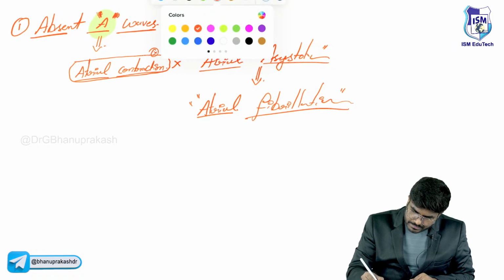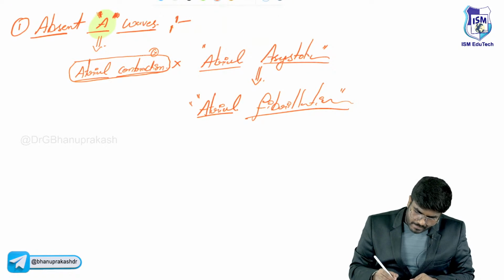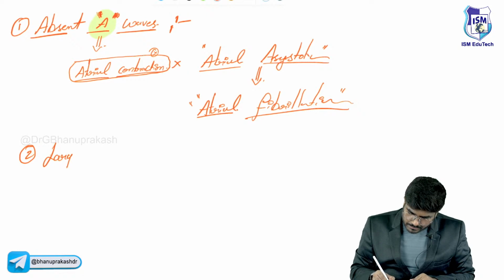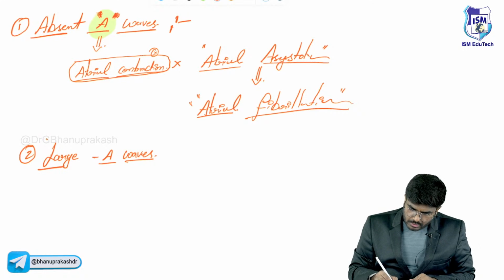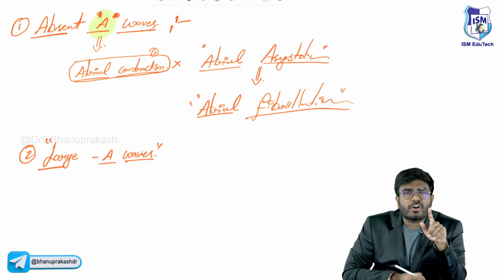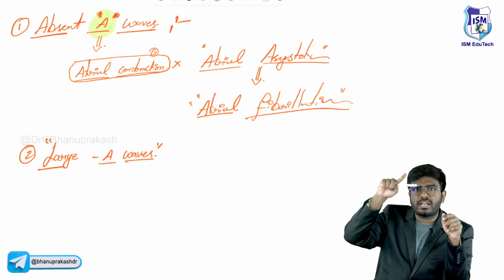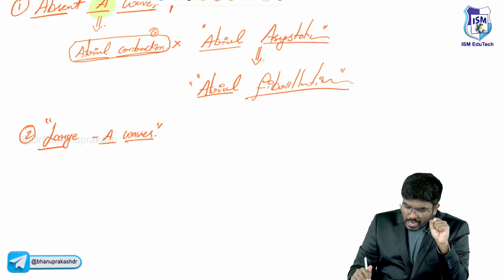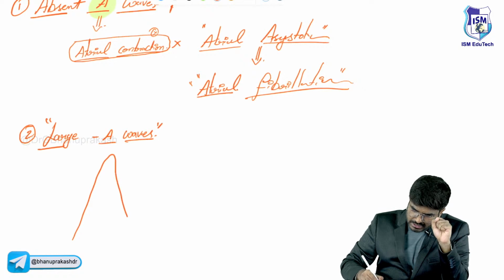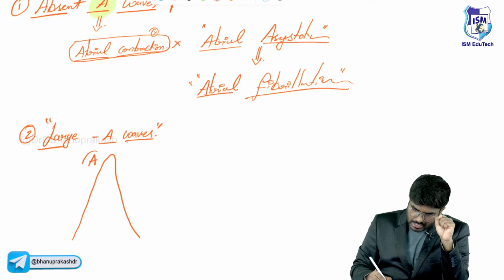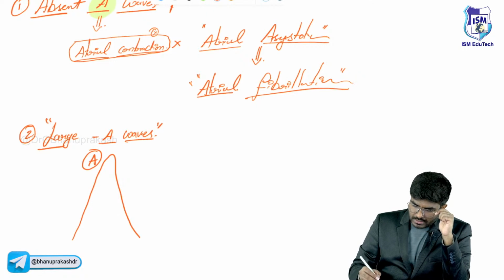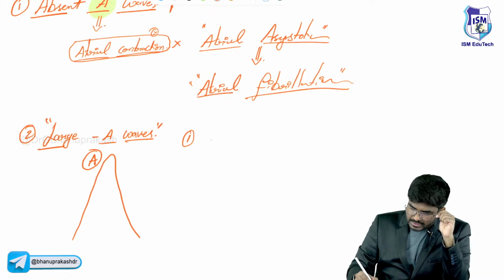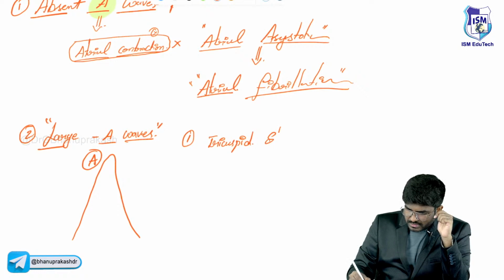The second condition is large A waves. First of all, what is an A wave? A wave is a positive wave, meaning the pressure in the internal jugular vein is increasing. Why A waves? Because of the atrial contraction. Now a large A wave is going to be large, like this. It is seen in which conditions? Large A waves are seen in tricuspid stenosis.